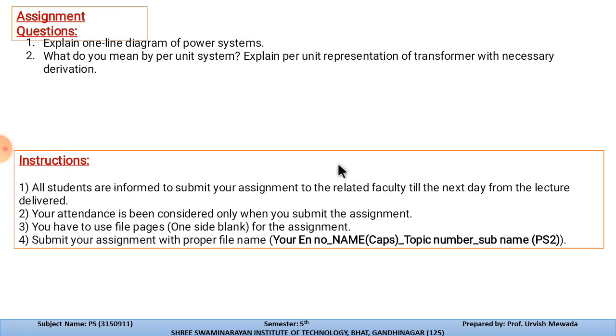After this topic of this chapter, you have assignment questions. The first is to explain the line diagram of the power system, and the second question is what do you mean by per unit system, explain per unit representation of transformer with the necessary derivation. The related instructions for this assignment are written below the assignment questions. Please read them carefully, and if you have any doubt or query after this topic, you can solve your queries and doubts in a doubt solving session. Also feel free to call me for your queries and doubts related to this topic.